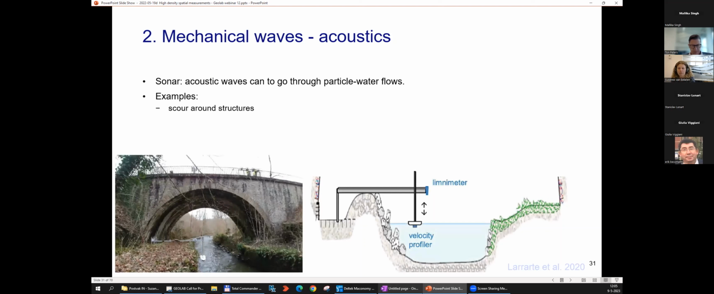So acoustic waves are used by sonar boats to measure the depth, for example, of the sea where the boat is going. And another application is shown here. Here, scour around the structure is being measured using this acoustic system. We can measure scour there, but we can also, for example, measure the thickness of a silt layer. Then we use a high frequency to measure the top of the silt layer and a low frequency to measure the bottom of the silt layer.